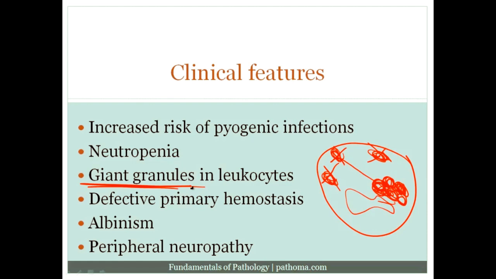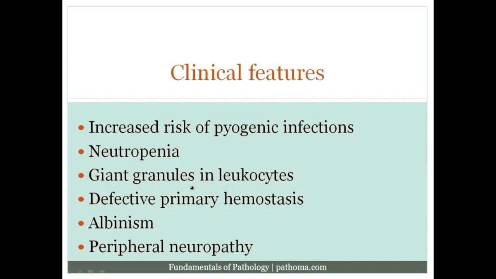Another problem that's going to occur in these patients is that they're going to get defective primary hemostasis. Now, same sort of idea. Primary hemostasis is dependent on the platelets, and the platelets contain granules, for example, dense core granules. If the granules are not properly distributed and are not properly functioning within the platelets, there'll be a defect in primary hemostasis.